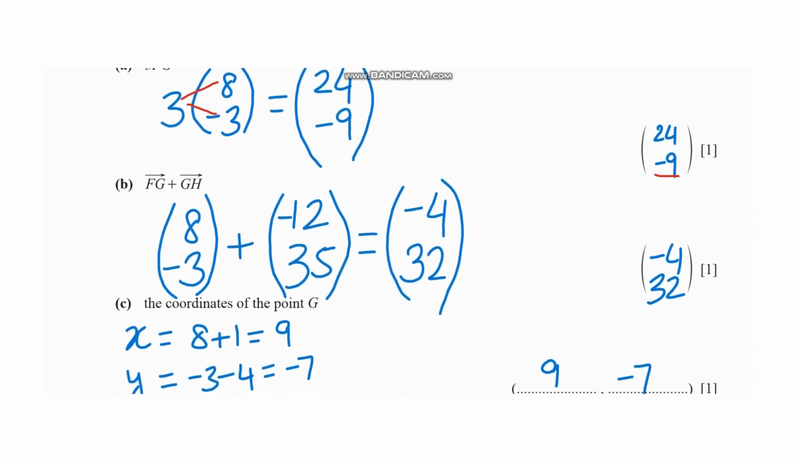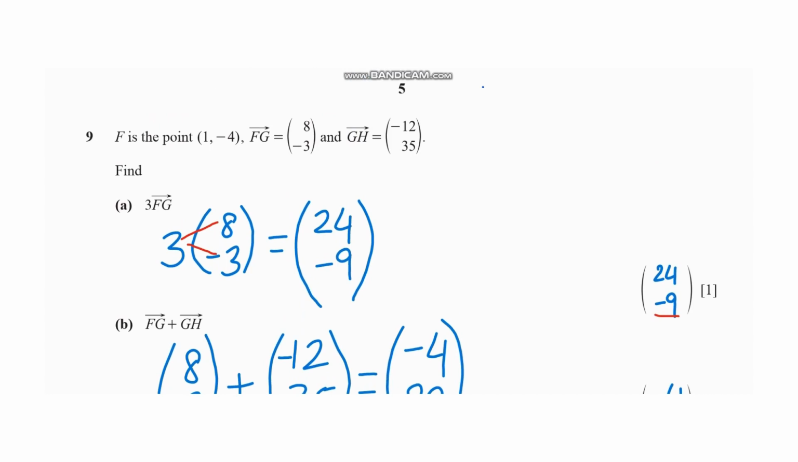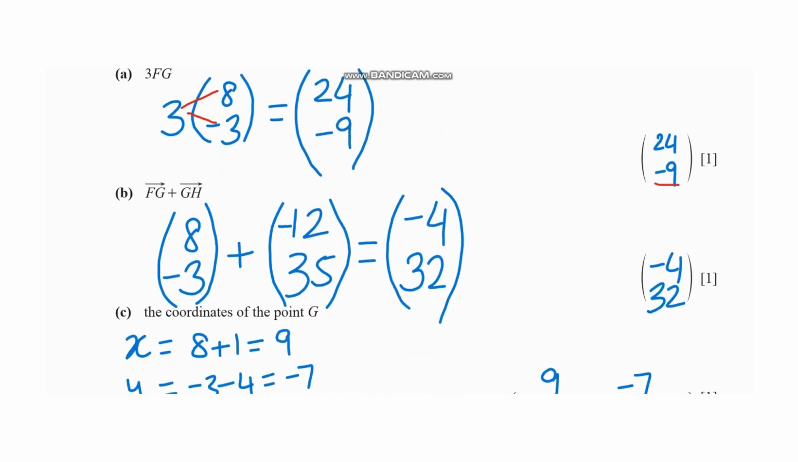Part B states FG plus GH. So we will add FG and GH together. 8 plus minus 12 is minus 4, and minus 3 plus 35 will be 32. So the answer will be minus 4 over 32.